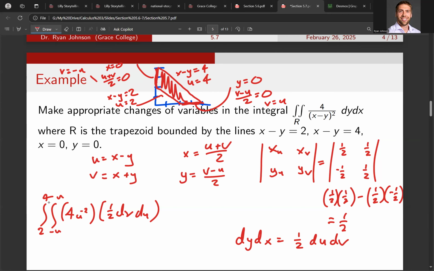Whereas the original integral is not pretty, this integral is quite pretty. So we're good to go. Questions about that? Yeah.